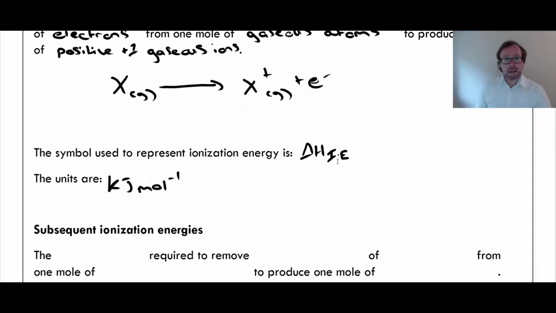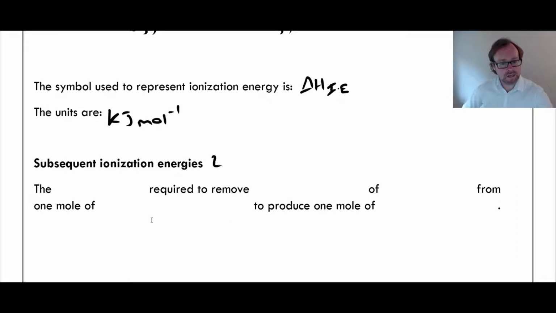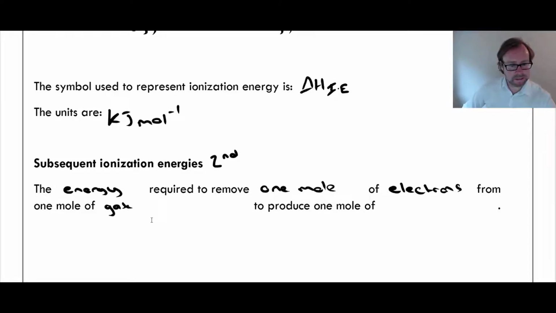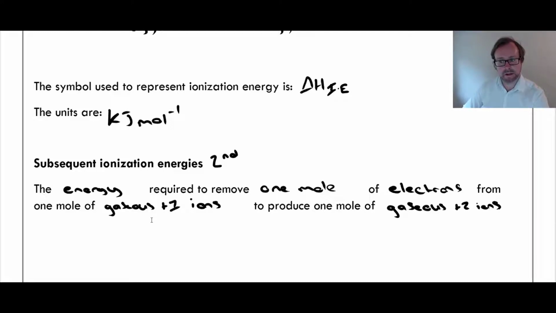Okay, so you may also ask me to define subsequent ionization energies, e.g., the second ionization energy. So this is the energy required to remove 1 mole of electrons from 1 mole of gaseous positive 1 ions to produce 1 mole of gaseous positive 2 ions. Pretty simple.